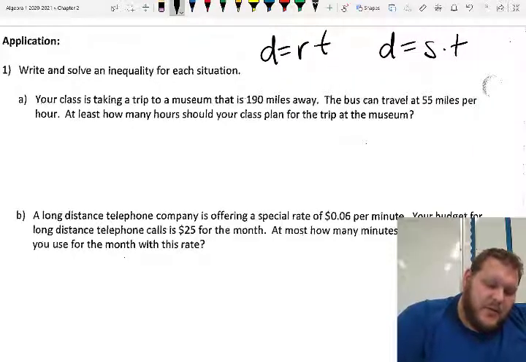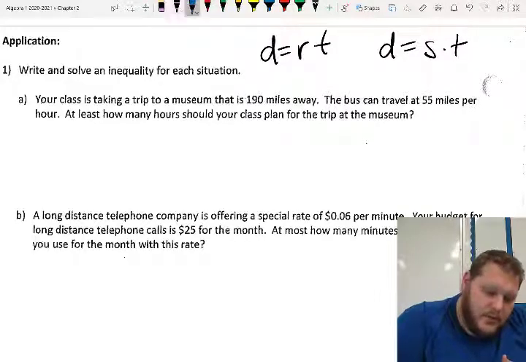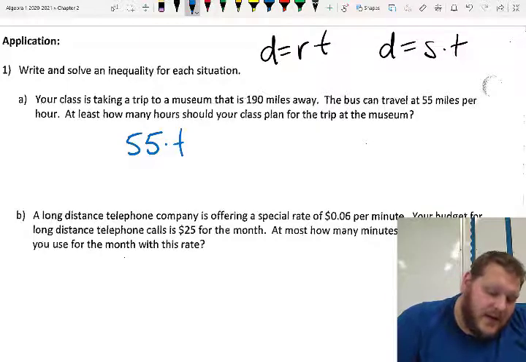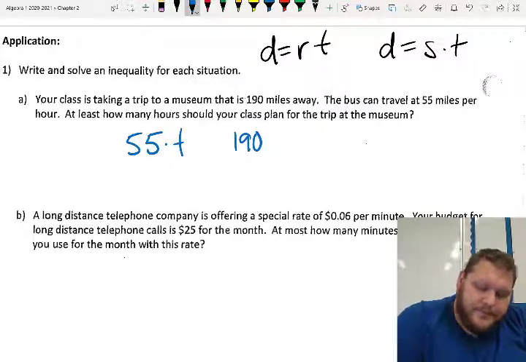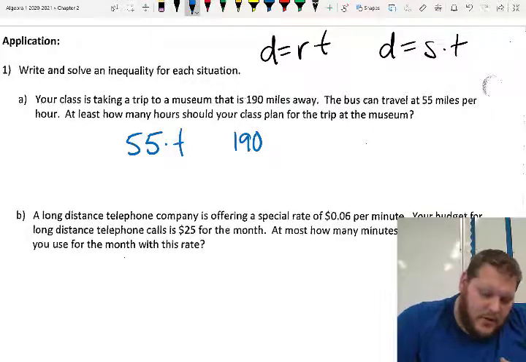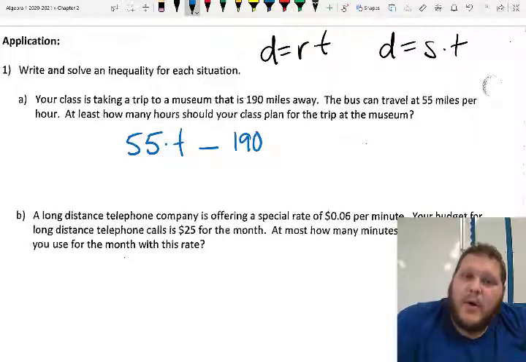So in this case, if we're going to model d equals r times t as our inequality, we know that the rate that we can travel at is 55 miles per hour times how long it's going to take to get there, so times t. That tells me how long the trip will take based on the rate. We know that it's 190 miles away. So what we need to figure out is what inequality would happen between those two. Now, ideally, it's going to be exactly equal to 190 miles, right? That's the distance that is away.